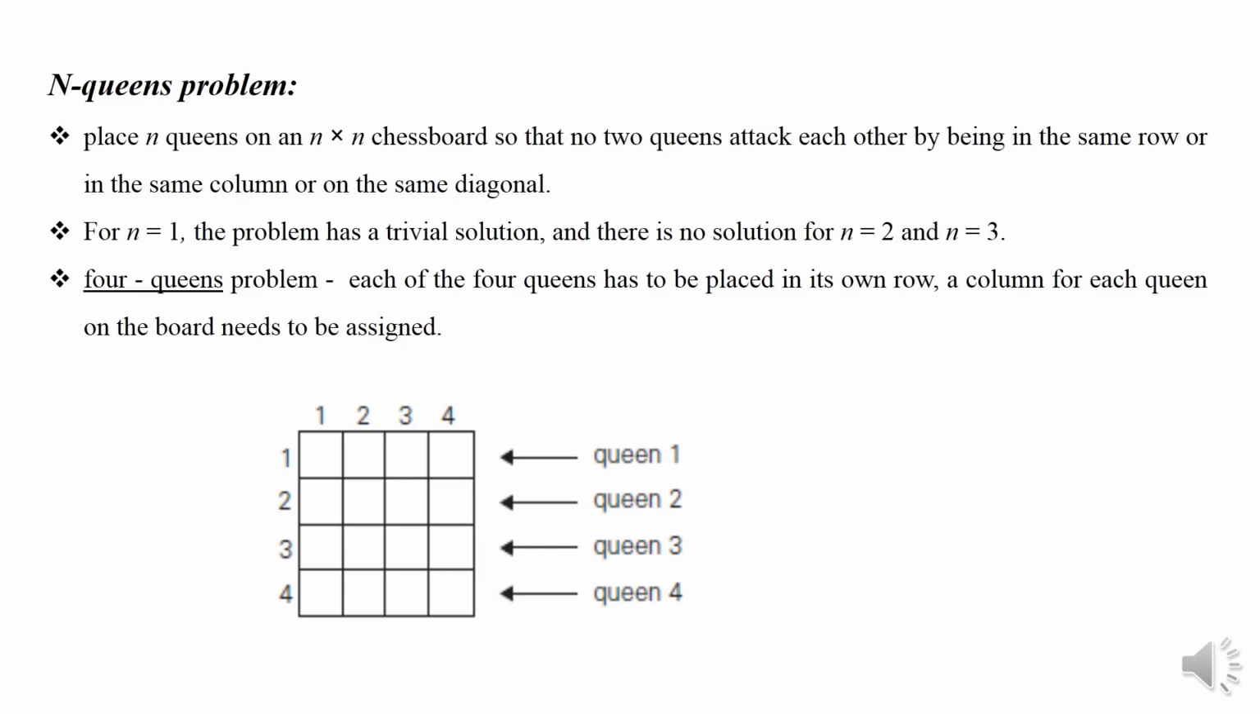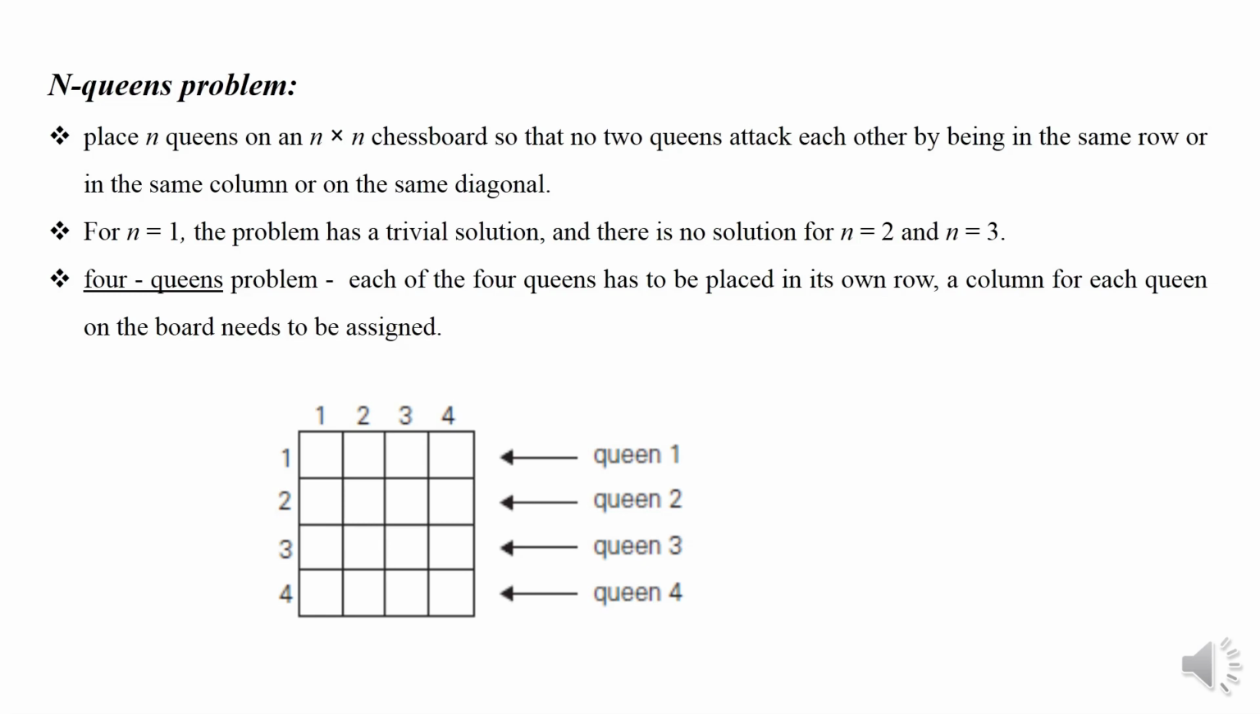Let us see an example of the n queens problem to be solved by using the backtracking technique. In the n queens problem, we have to place n queens on the n cross n chessboard. The queens should be placed such that they cannot attack each other.